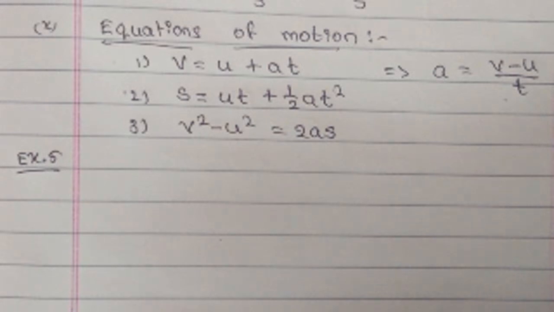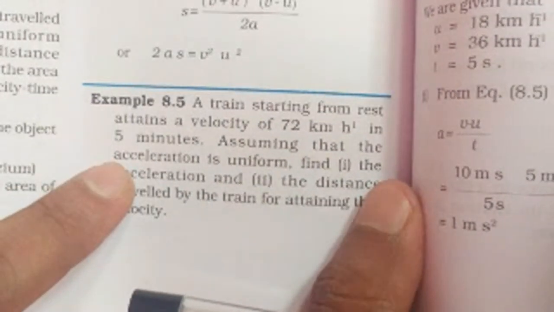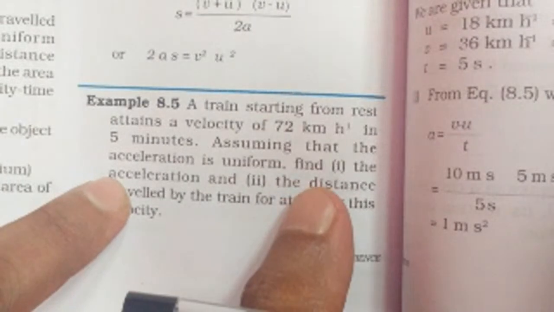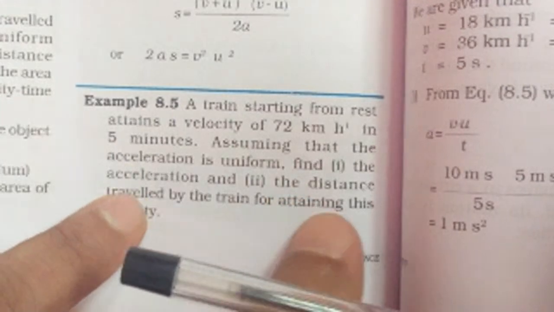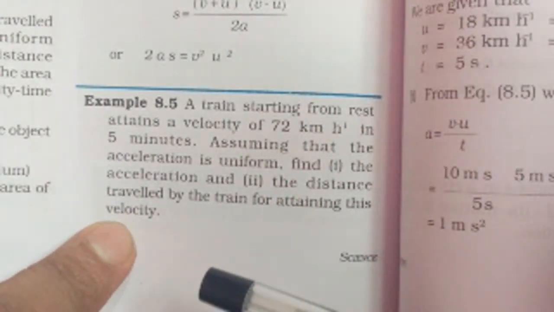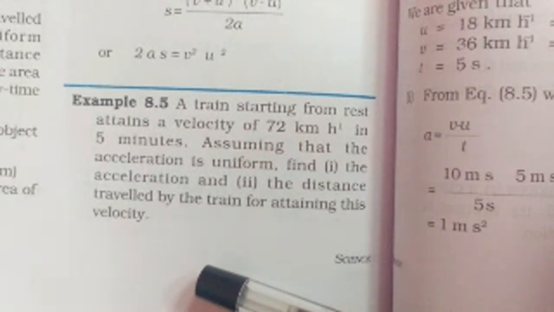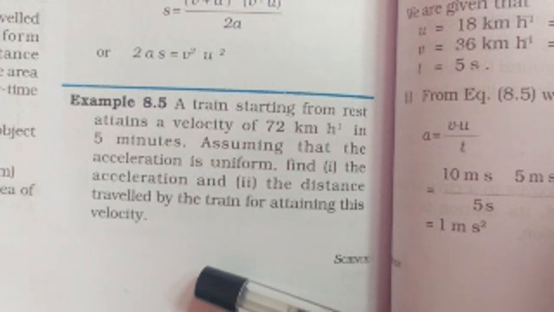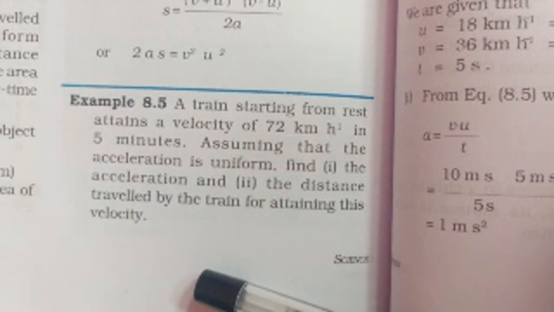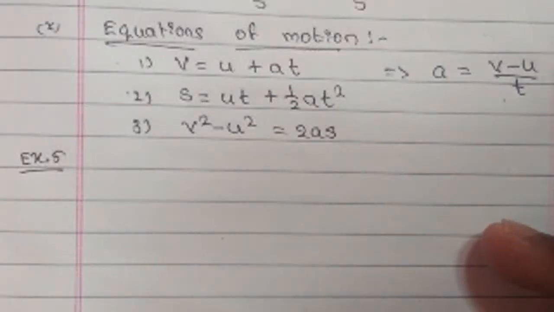The next one, attains a velocity of 72 km per hour in 5 minutes, assuming that the acceleration is uniform, and find the acceleration and the distance travelled by the train for attaining this velocity. So that means the initial and final velocities are given, time is given, and we have to find the acceleration and distance travelled by the object.